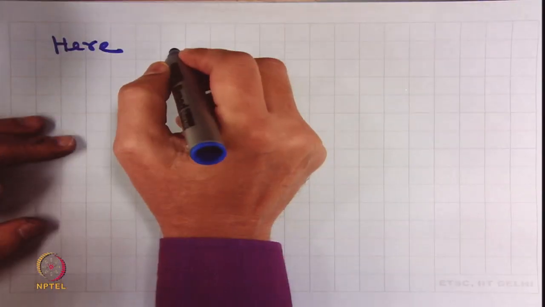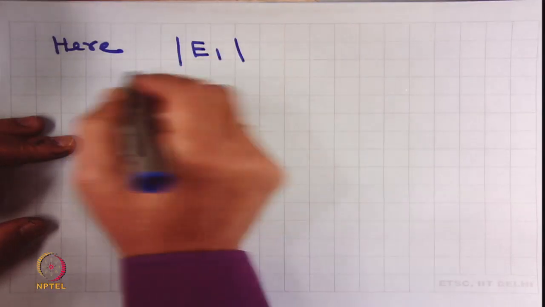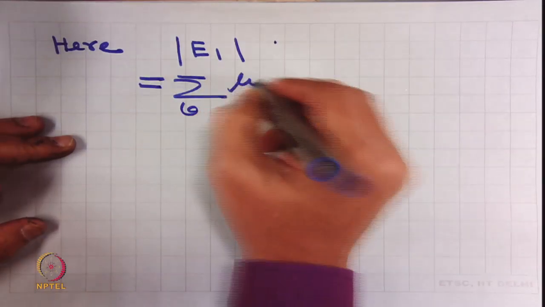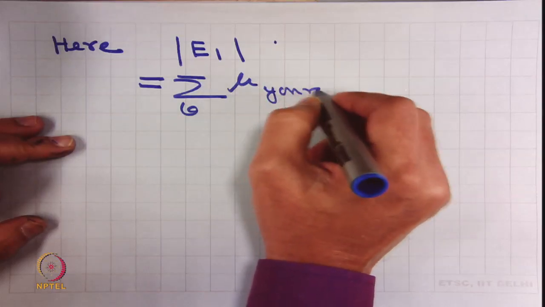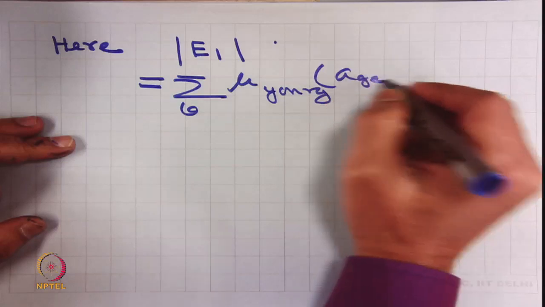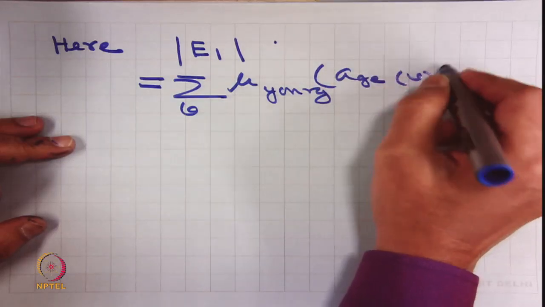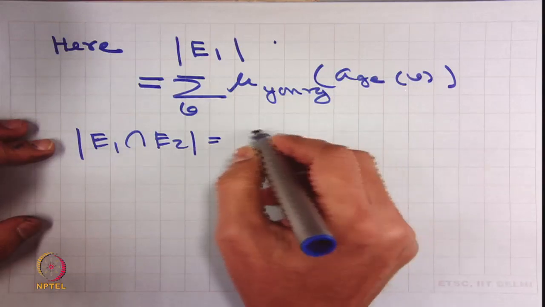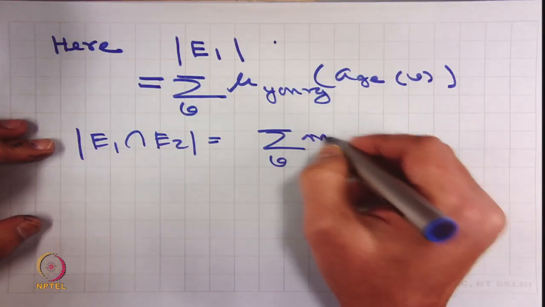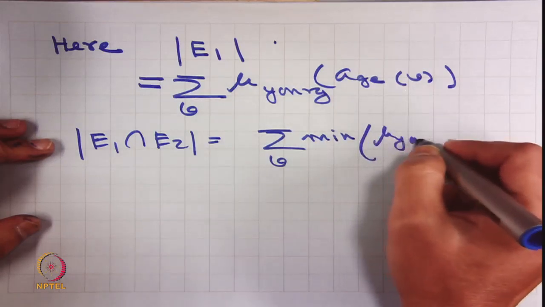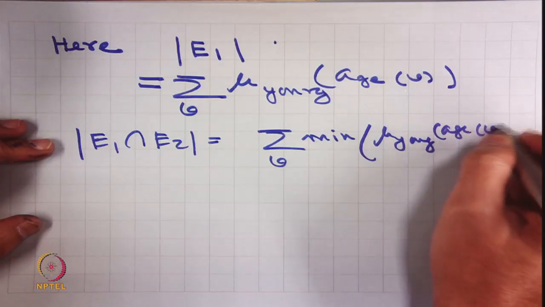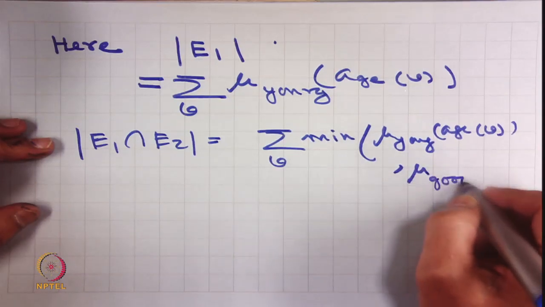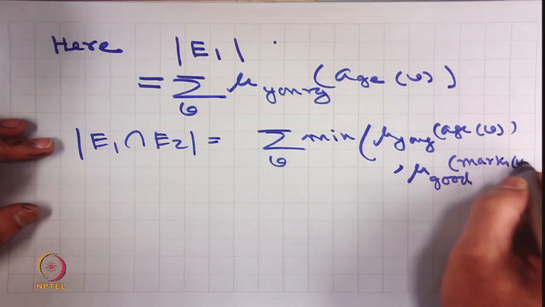Here cardinality of E1 is equal to sigma over V mu young of age of V, and cardinality of E1 intersection E2 is equal to sigma over V minimum of mu young age of V and mu good marks of V.